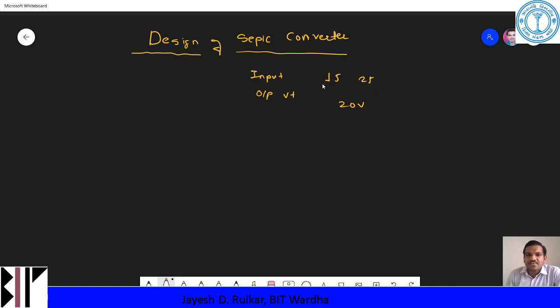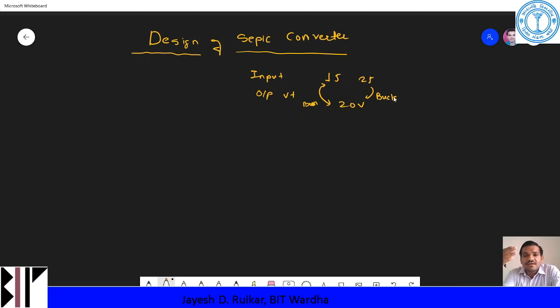So at 15 volt, it acts as a boost converter, or you can say a step up converter, increasing the voltage from 15 to 20 volt. And if it is 25 volt, it acts as a buck converter or step down converter. So we need a special type of converter. Like the buck boost converter we have already seen, this is one of the topologies.